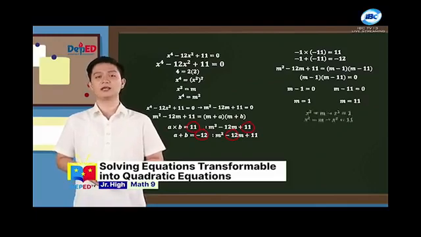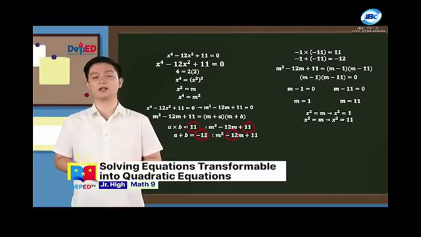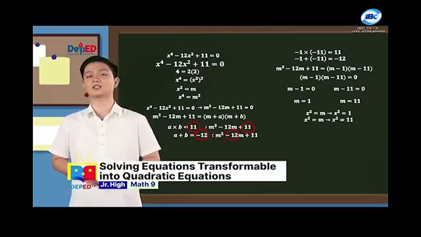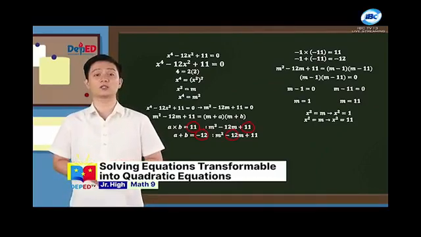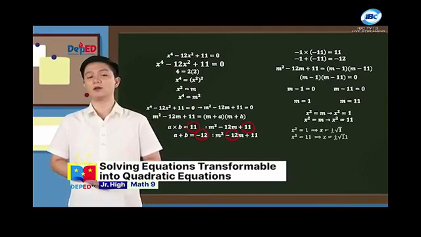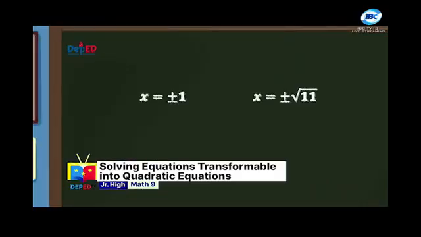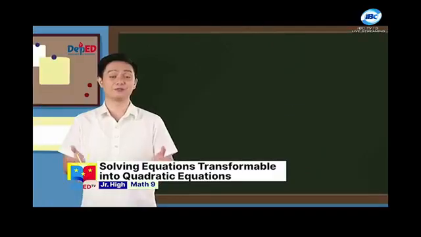And by substitution, since we let m be equal to x squared, x squared must be equal to 1, and x squared must also be equal to 11. These are quadratic equations of the form ax squared equals k, where a is 1. So, we can solve for x by extracting square roots. And we must get that x is equal to positive or negative 1, and also equal to positive or negative square root of 11. These are the roots of the equation x to the fourth power minus 12x squared plus 11 equals 0. Let's have another example.